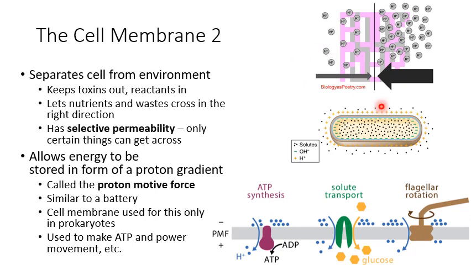So that means that the membrane of the cell for a prokaryote is kind of like a battery. It's storing this proton motive force. You can use that proton motive force to make ATP, you can use it to move things across the membrane, and you can use it to rotate your flagella if you have them.